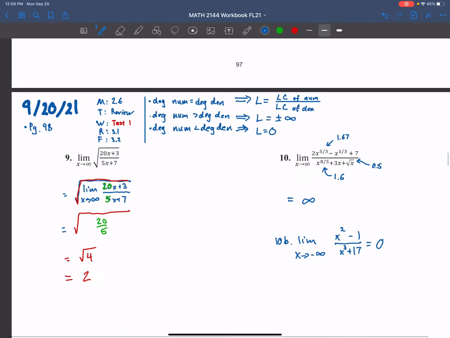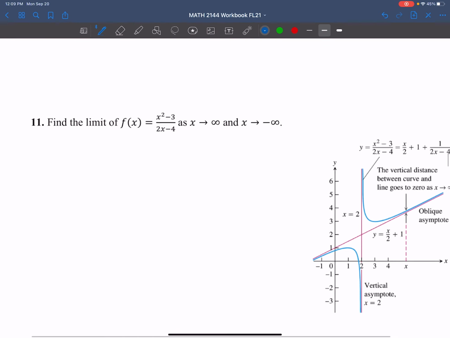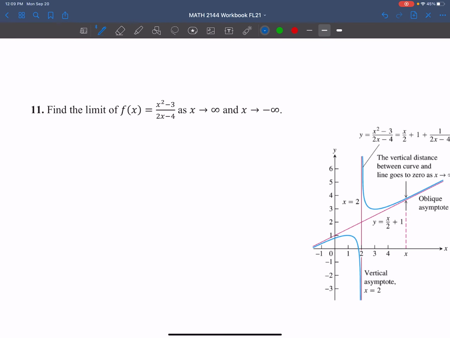Perfect. Let's go ahead and look at example 11 down here below. Let's consider the two scenarios: as x goes to infinity, and also when x goes to negative infinity. The limit as x goes to positive infinity of x squared minus 3 over 2x minus 4. Again, the degree of the numerator is greater than the degree of the denominator, so it's going to be plus or minus infinity, and this one's going to specifically be positive.